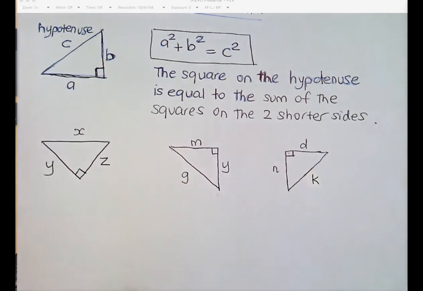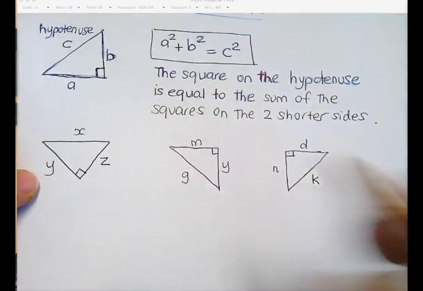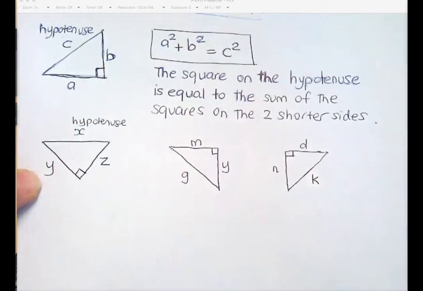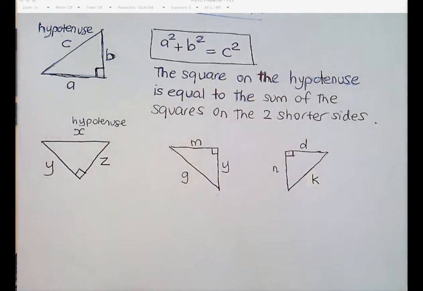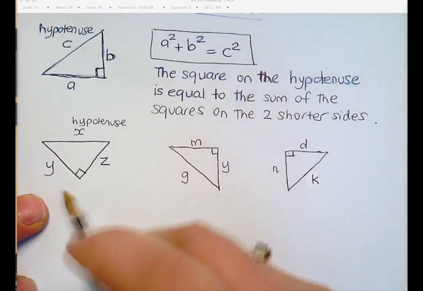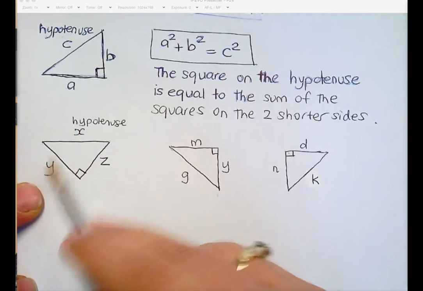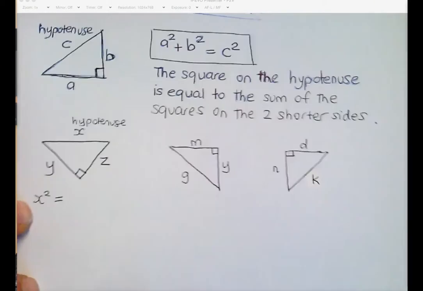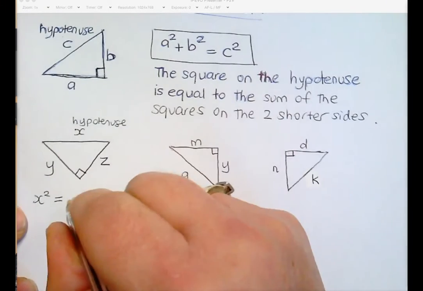Good, the hypotenuse is the longest side, and it makes sense that the two shorter ones add up to the longer one. So I'm going to label the hypotenuse. Which one's the hypotenuse? X, Y, or Z? So that's the hypotenuse. That's the longest side. So what squared plus what squared equals what squared? Tell me, girls. X squared, the longer one, equals which ones? Y squared and Z squared.